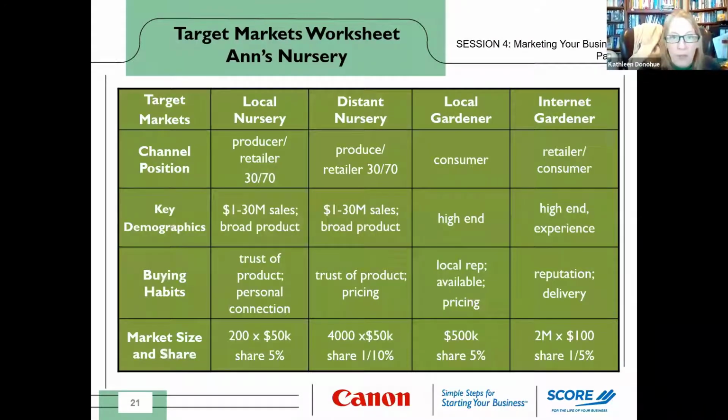Okay. So for example, here's Anne's comparison, and I mentioned this earlier, right? So who am I going to sell to? Local retail nurseries, other distant nurseries, or directly to consumers, directly to gardeners themselves, or on the internet, right? And so now what we're doing here is we're looking at what exactly this type of position is. In which case, I would be a producer retailer, selling directly to a consumer or an internet consumer.